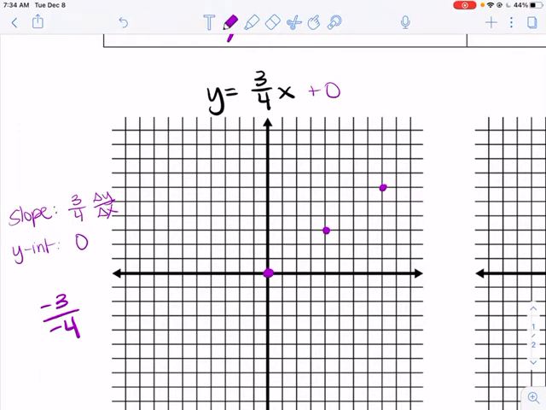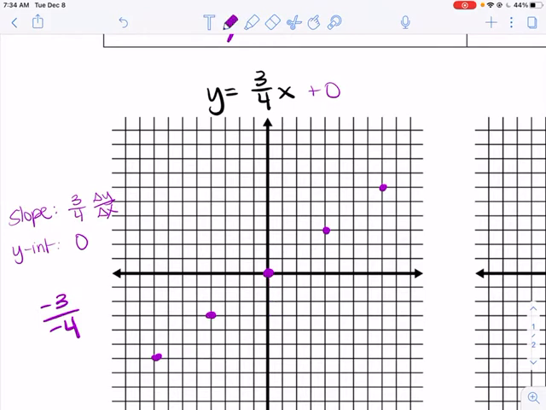So -3 over -4 means I'm going down 3 and left 1, 2, 3, 4. And if you look, that is still in the straight line. I'm going to do it again. This is kind of addicting for me. I find it soothing to just count out points.